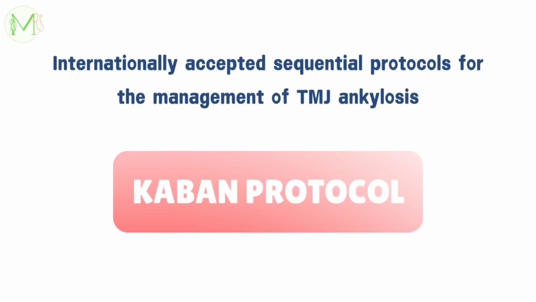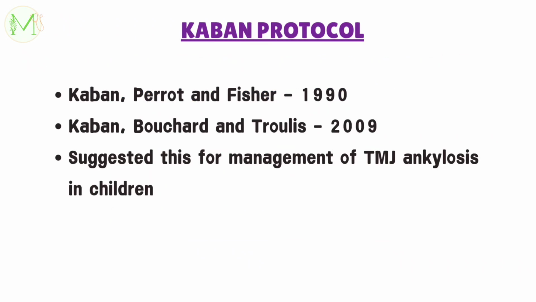Kaban's Protocol is the internationally accepted sequential protocol for the management of TMJ ankylosis. In the year 1990, Kaban, Perret, and Fisher came up with this Kaban's Protocol, and it was globally approved. And later in 2009, Kaban, Boucher, and Trollis modified it. They basically suggested this protocol for the management of TMJ ankylosis in children.